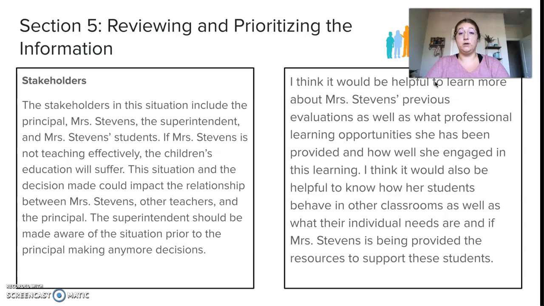I think it would be helpful to learn more about Mrs. Stevens' previous evaluations, as well as what professional learning opportunities she's been given and how well she's engaged in this learning in the past. I think that would give better insight into how she is as a teacher prior to this school year. I think it would also be helpful to know how her students behave in other classrooms, as well as what their individual needs are, and if Mrs. Stevens is being provided the resources to support these students, so students that are on IEPs, is she being provided the support and the resources she needs to help them learn effectively.